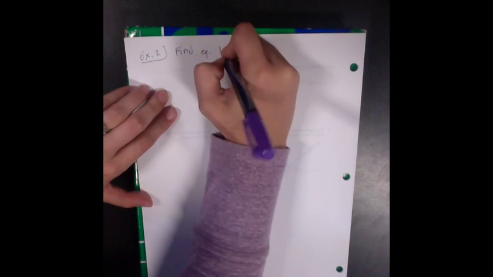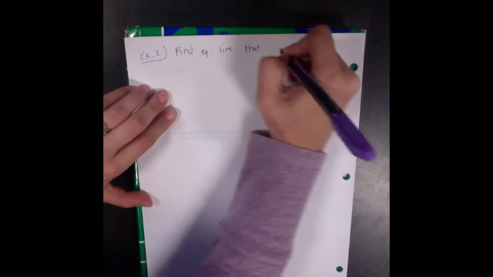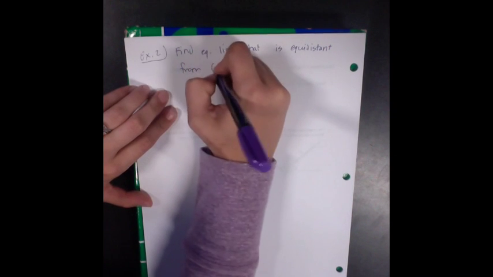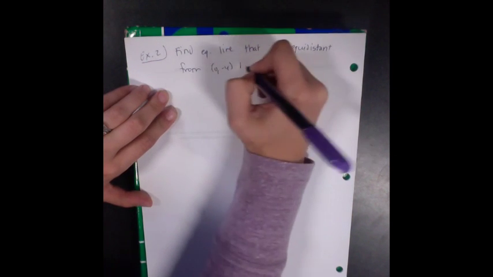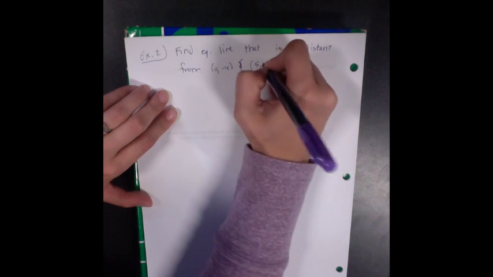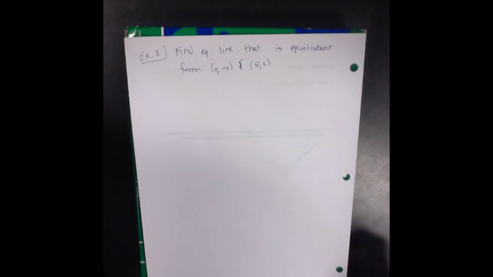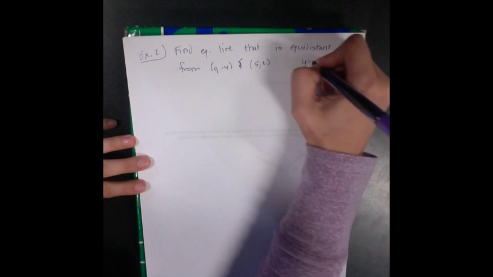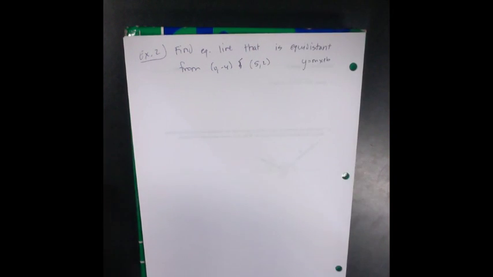Find the equation of the line that is equidistant from (0, negative 4) and (5, 2). Now your book will most likely specify that they want the equation in slope-intercept form, like I did in the last problem, which is y equals mx plus b. But when in doubt, if it doesn't specify, then leave it in slope-intercept form.